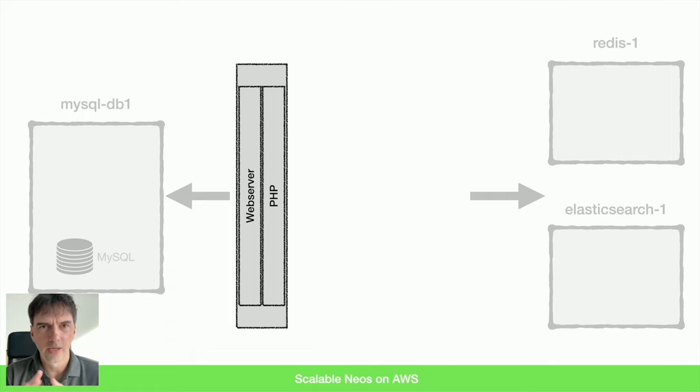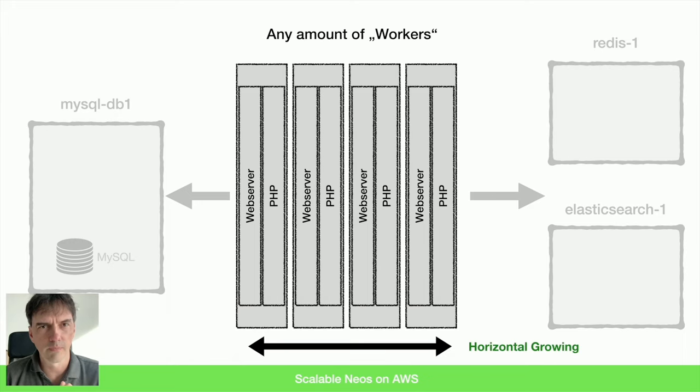So let's try to abstract away from MySQL, Redis, and Elasticsearch for a bit and focus on the web serving part, or the application part, which is basically the web server and the Neos PHP application. If we consider that as a worker, a unit of work, wouldn't it be cool if we could simply add another worker or many workers to cope with the amount of load throughout the day? Or maybe scale it throughout the year. This is called horizontal scaling, because basically you're not adding horsepower on top of your existing servers, but you are adding more servers to cope with different loads.